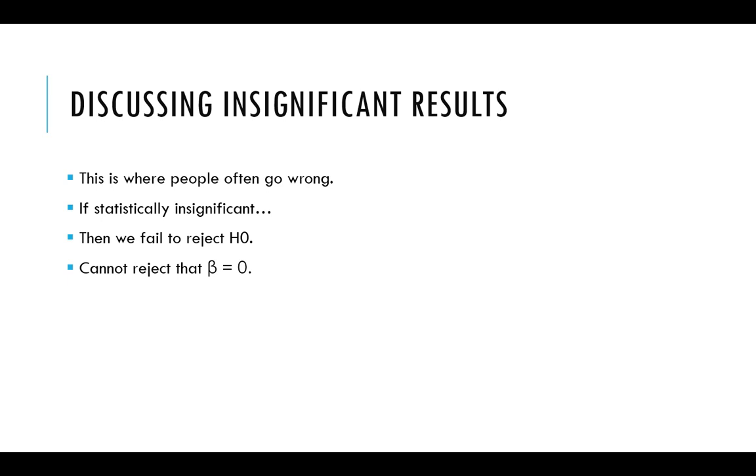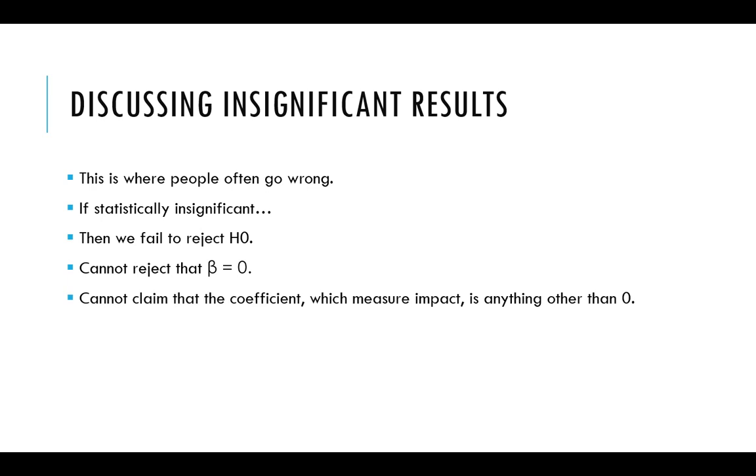So what we're saying is that we cannot reject that beta 1, beta 2, whichever beta we're looking at, is equal to 0, right? So if we can't reject that beta is equal to 0, then we're saying, look, that coefficient might, for all practical purposes, be equal to 0. Doesn't matter what Excel reported in the coefficients. The fact that it's statistically insignificant means it's not statistically different from 0. So we cannot claim that the coefficient, which again measures the impact on the dependent variable, is anything other than 0.